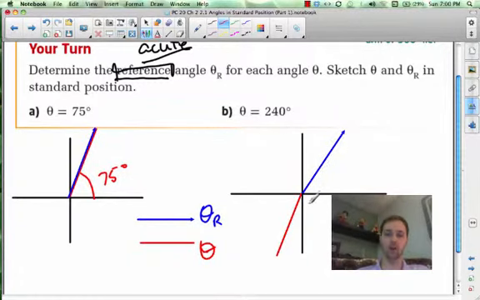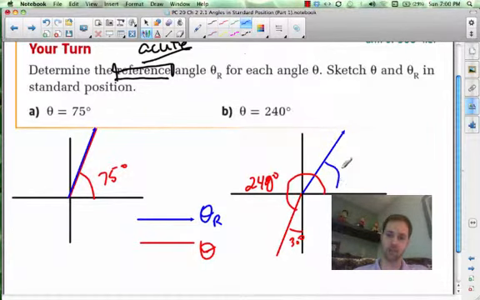And for this one, we have our red angle, which is 240 degrees. So that takes us all the way down to here, which is 30 degrees away from this vertical axis, which leaves us 60 to get back to the x-axis, and therefore our reference angle, which I've drawn here in blue, is 60 degrees.